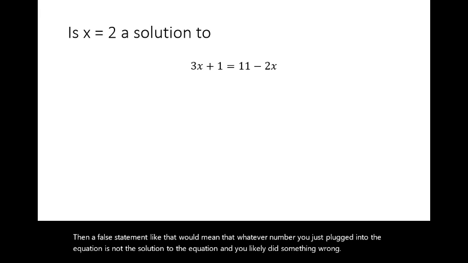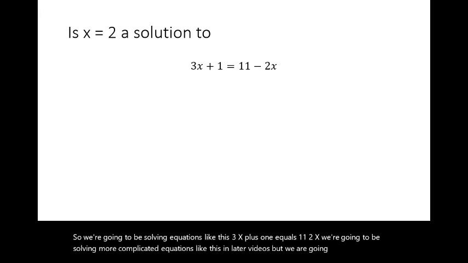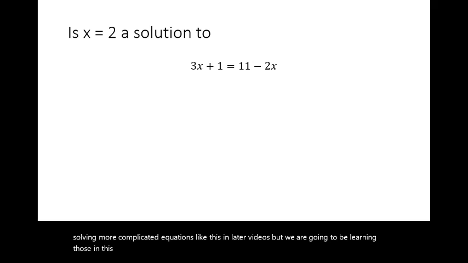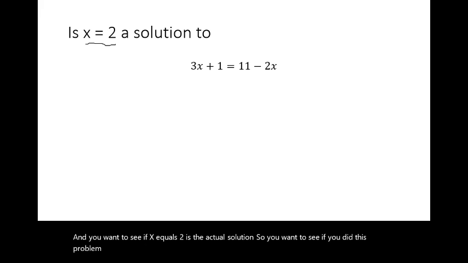So we're going to be solving equations like this: 3x + 1 = 11 - 2x. We're going to be solving more complicated equations like this in later videos, but we are going to be learning those in this chapter. So let's say that you have gone ahead and solved this equation and you get the answer x = 2. And you want to see if you did this problem right and if x = 2 is the correct answer.